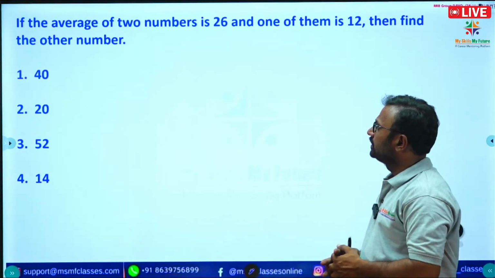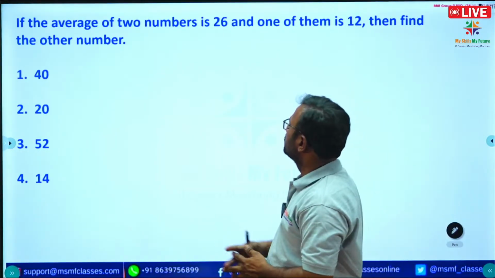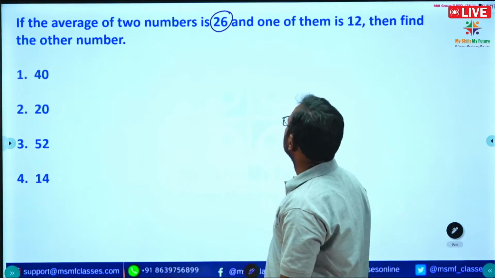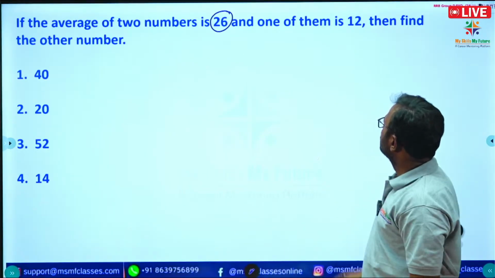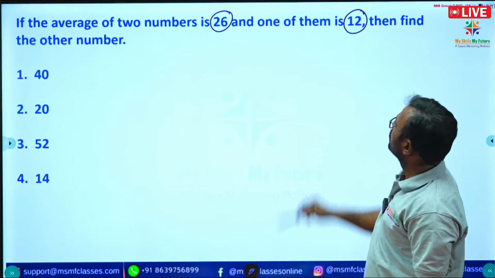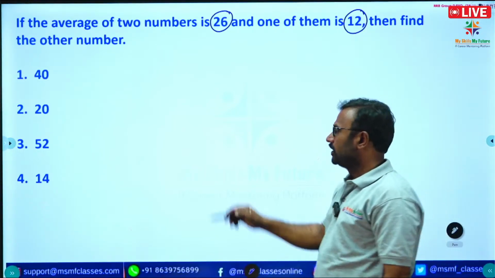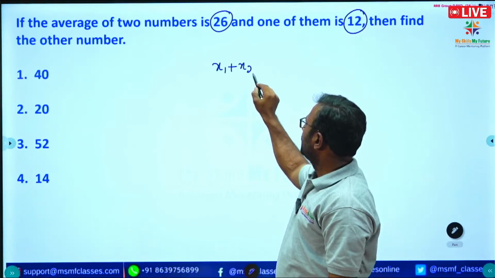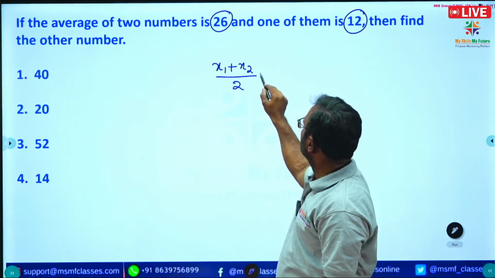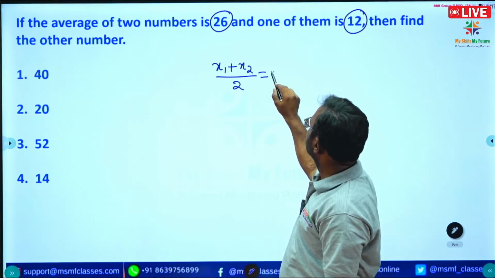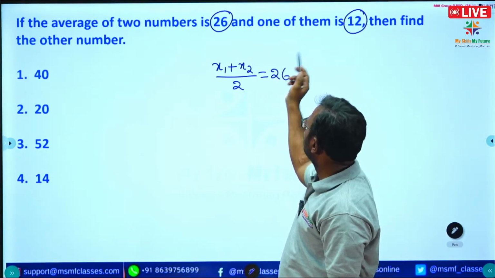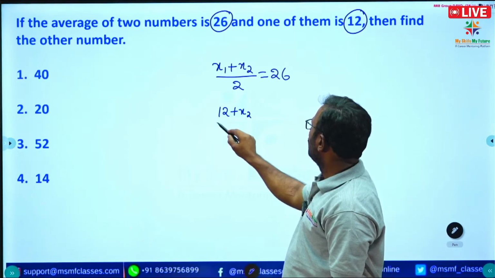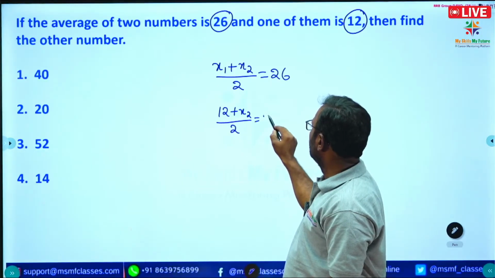See the question. The average of two numbers is 26. One of them is 12. Then find the other. So the average of two numbers is 26, and they gave one number, 12. Then what is the other number?